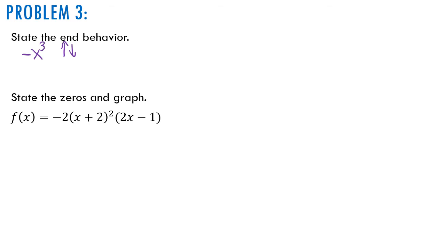Negative 2 does not have an x, so I do not have to set it equal to 0. I have x plus 2 equals 0, x plus 2 equals 0, once again because the exponent means there are 2 of them, and then I have 2x minus 1 equals 0.